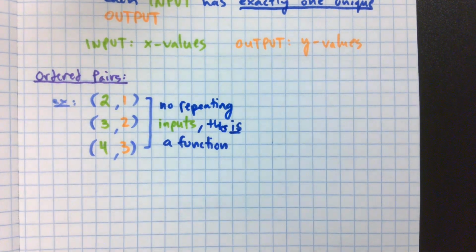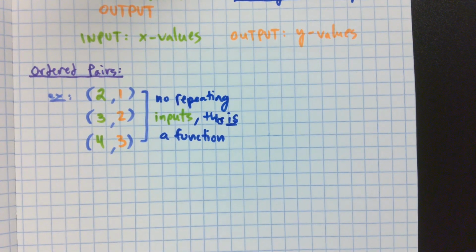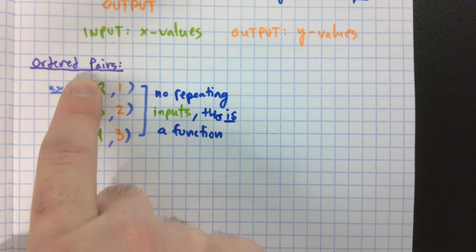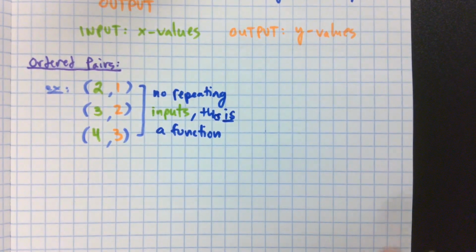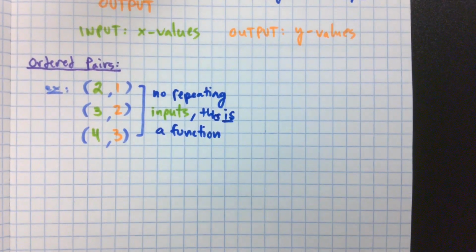Now technically we don't have repeating inputs with different outputs, but that's all we need to say: no repeating inputs. As soon as you see that you've got multiple of the same x coordinate in these ordered pairs, we know right away it is not a function.